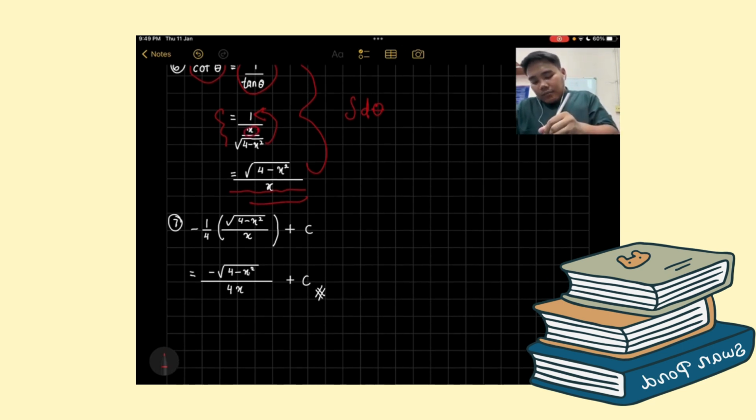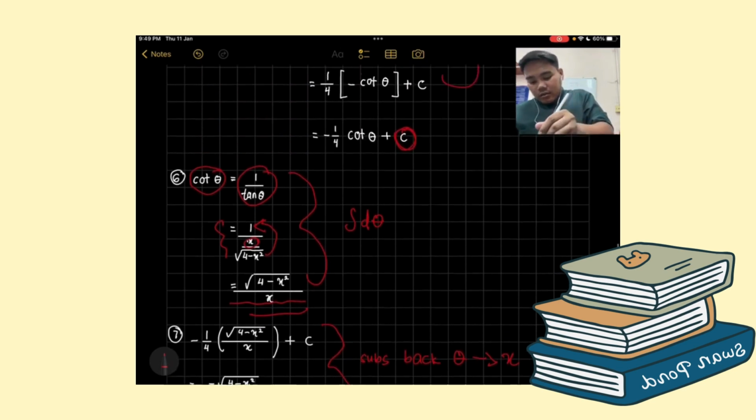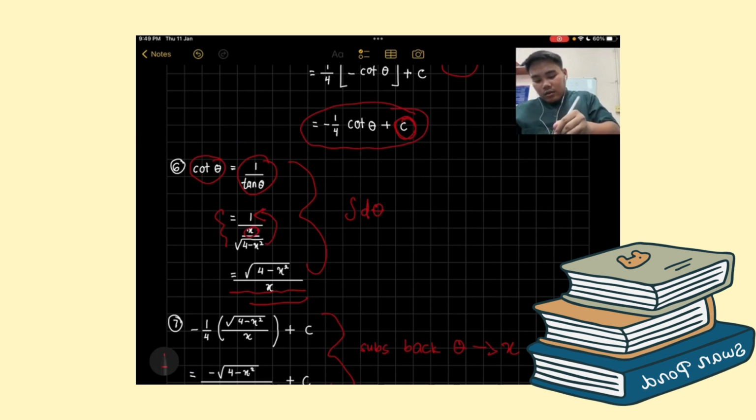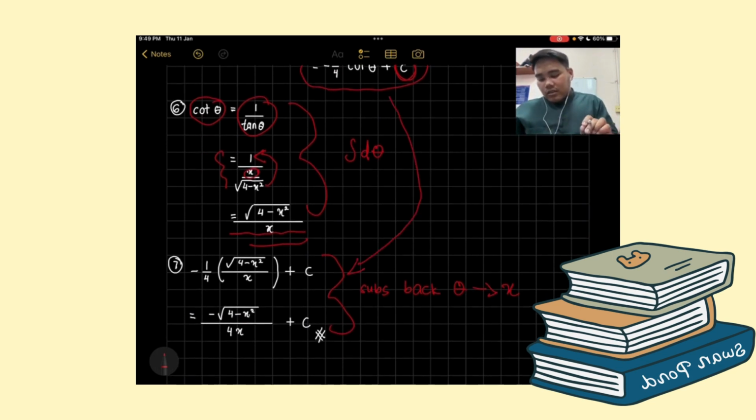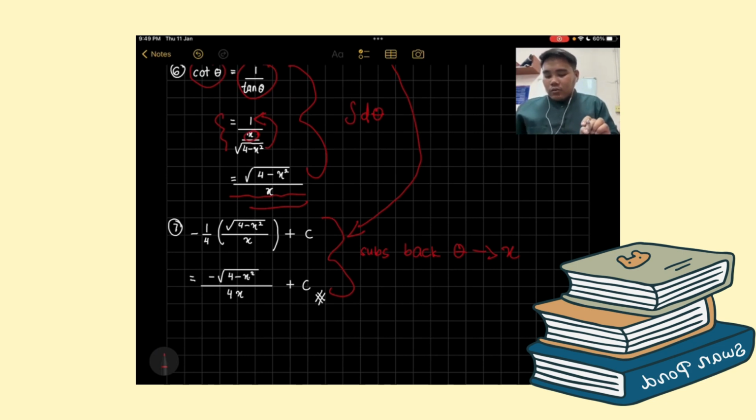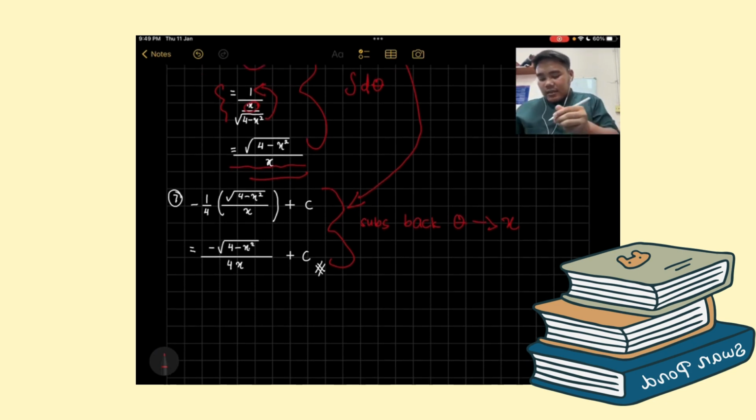At the last step, we need to substitute tangent to x. We need to put this answer into the last step, so we just need to substitute theta to x. The answer that we get is minus square root of 4 minus x squared over 4x plus c. Don't forget to put the c here. So this is the last answer for this question.